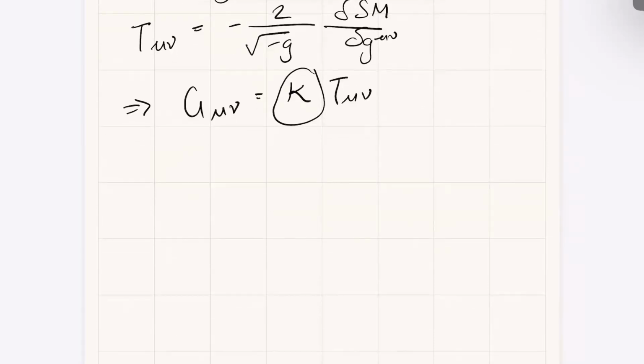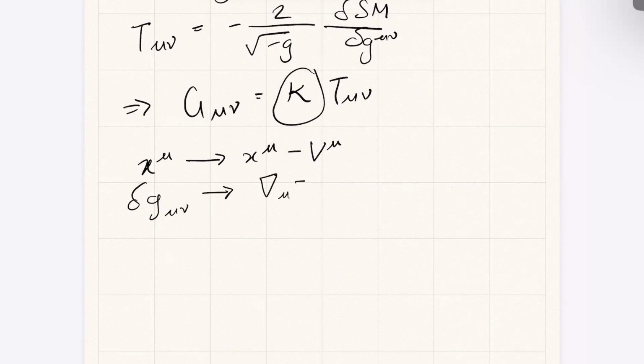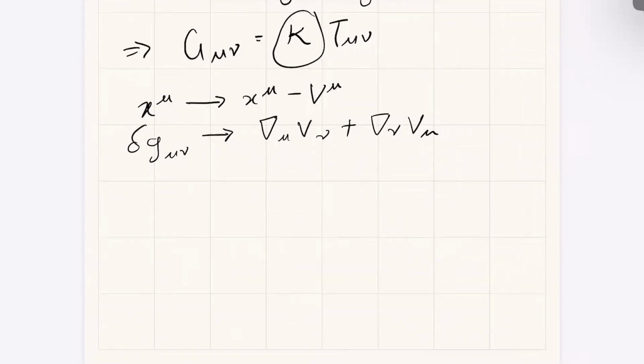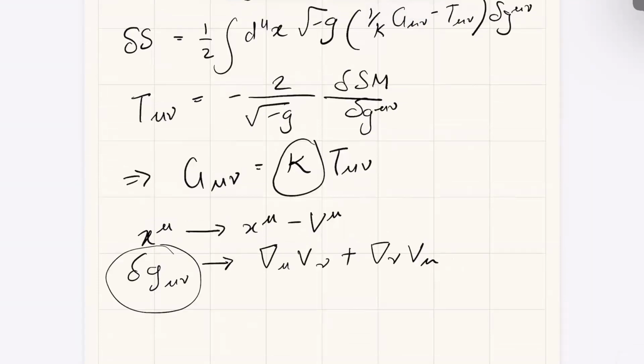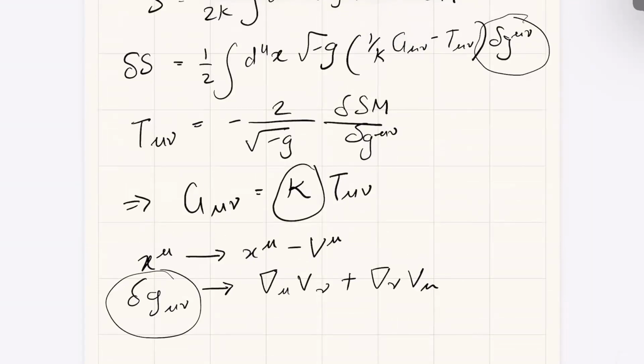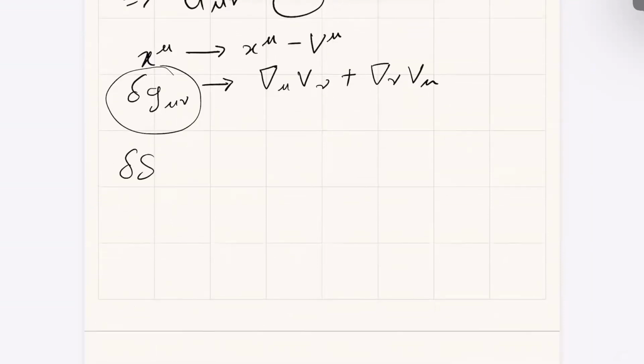Okay, so let me make a coordinate transformation, which is an infinitesimal coordinate transformation. So I take x mu to go to x mu minus v mu. And in that case, I will see that the metric changes through this coordinate transformation, which is through a covariant derivative, which is given as follows. Okay. Now substituting this particular variation in the variation of the action, I will get the variation to look something like this.